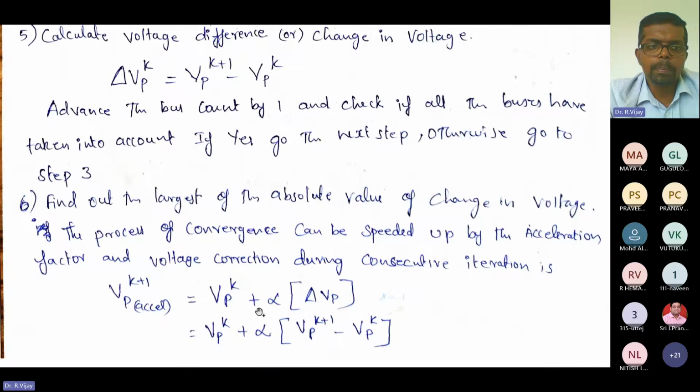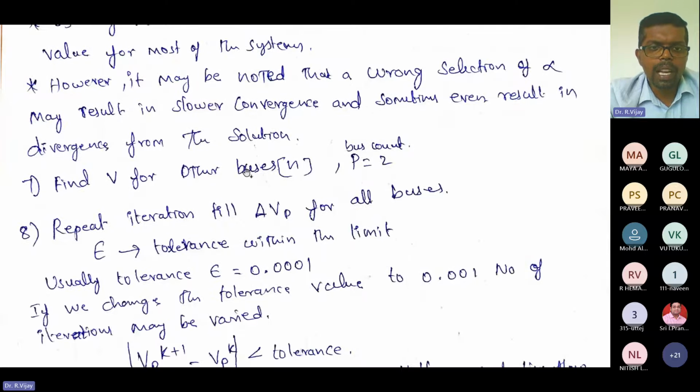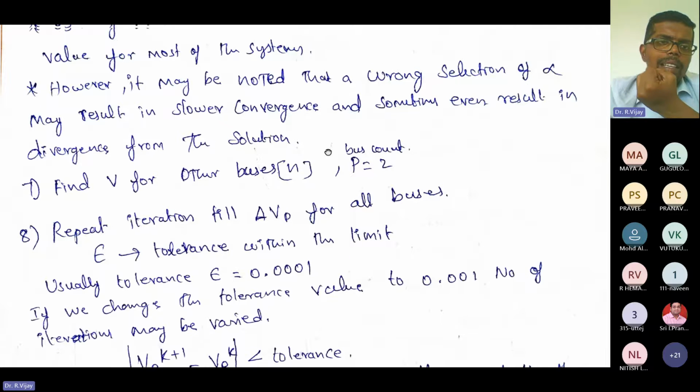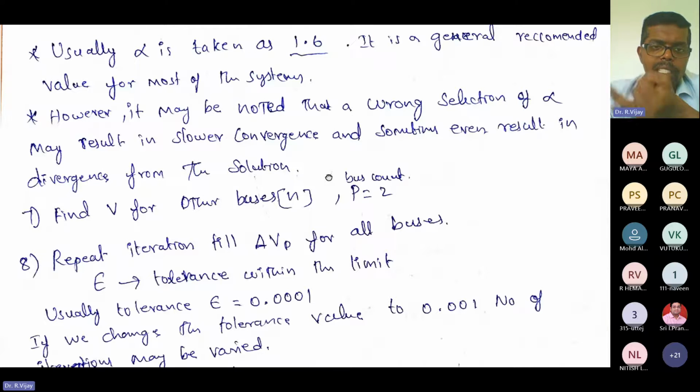So this is step number 6, which I already said. Next, find the V for other buses. For example, you need to count the bus, going to the next bus, P is equal to 2 like that. Repeat the iteration until del VP for all the buses. So you need to calculate first the voltage, then the change in the voltage, and then the new voltage. New voltage in the sense of accelerated voltage, or new voltage.